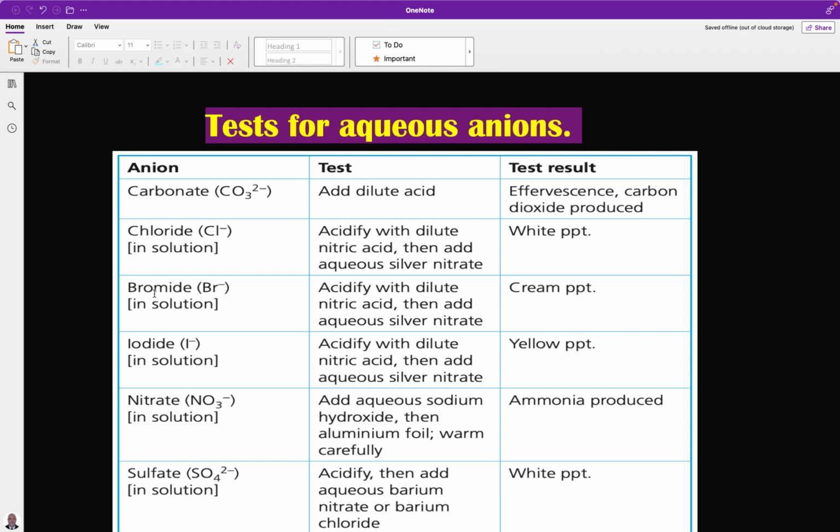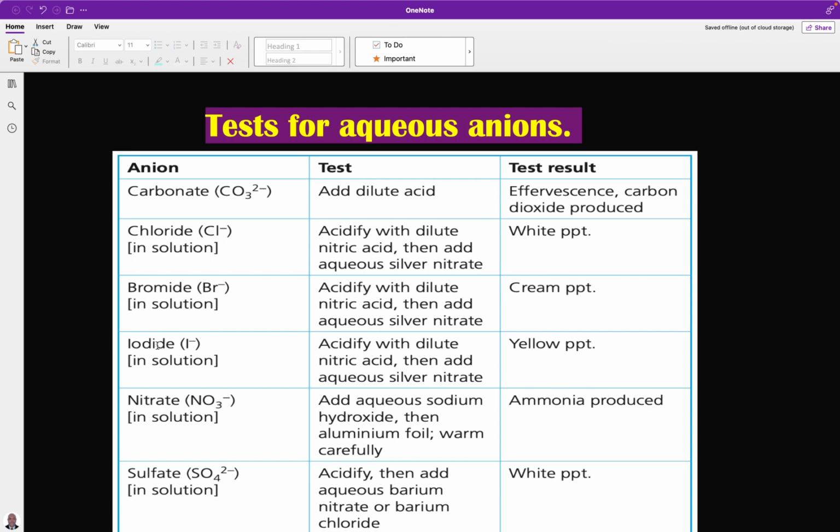Now, if you have bromide ion in a solution, in other words, a solution containing bromide ion, and you acidify it with dilute nitric acid, followed by adding aqueous silver nitrate solution, the observation will be that a cream precipitate will be formed.